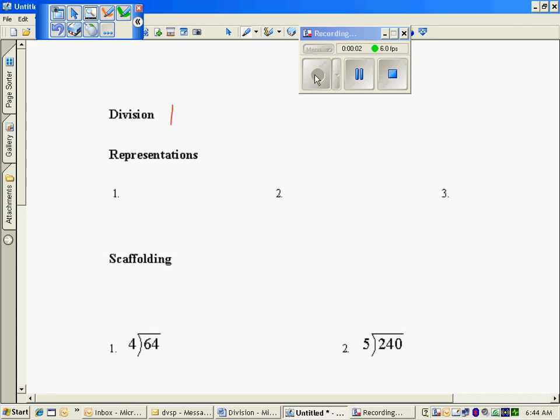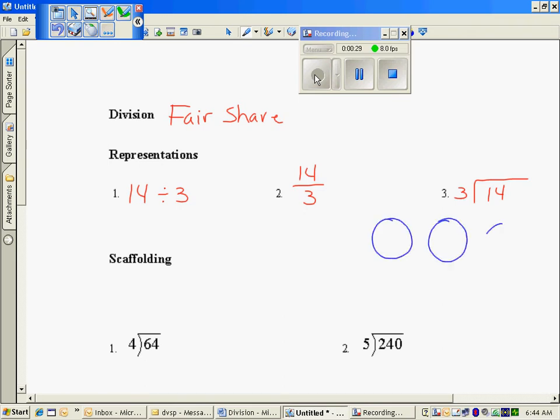Division is known as fair share. There's a few ways of representing division: 14 divided by 3 as a fraction, 14 divided by 3, or using this symbol where 14 is divided by 3. What we mean by fair share is, if I was looking at 14 divided by 3, we have 3 equal groups into which we're going to divvy 14 up.